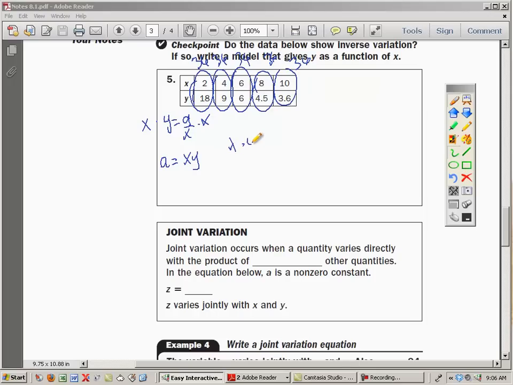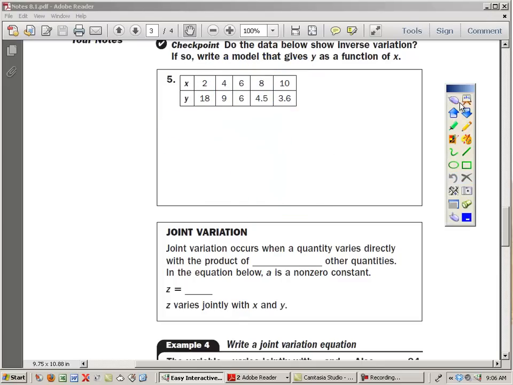So x times y equals 36 can be written as an inverse variation by simply saying y equals 36 divided by x. So there's my inverse variation equation. And I don't think this one, no, it doesn't give us a value of x to try. All right, so we've got our model, and we're in good shape.